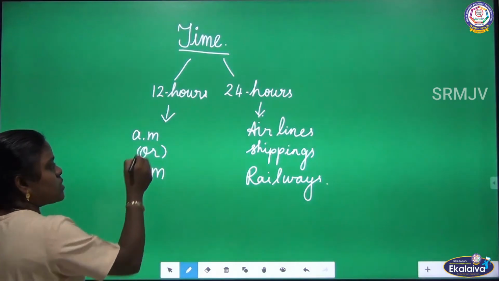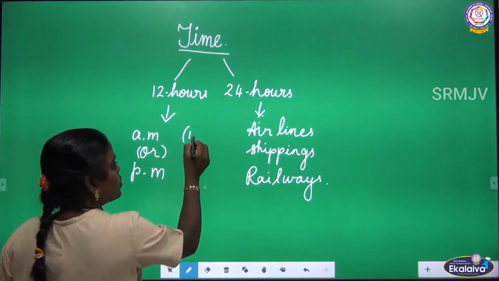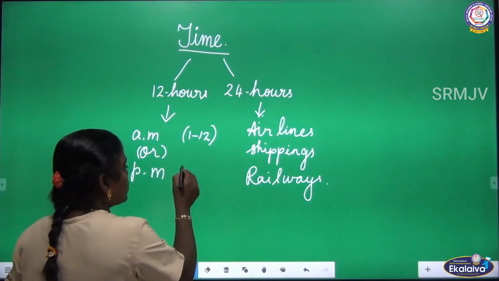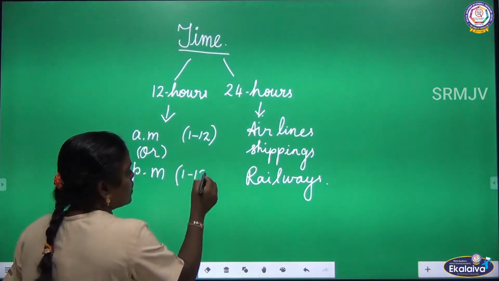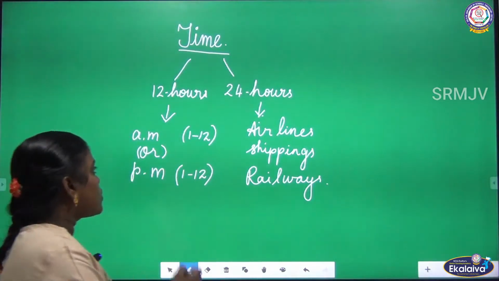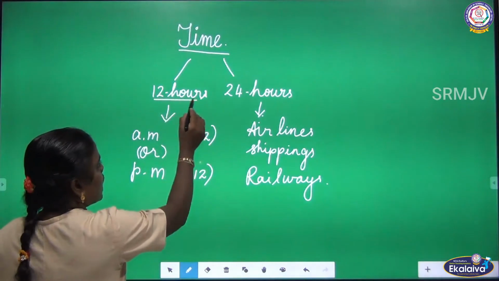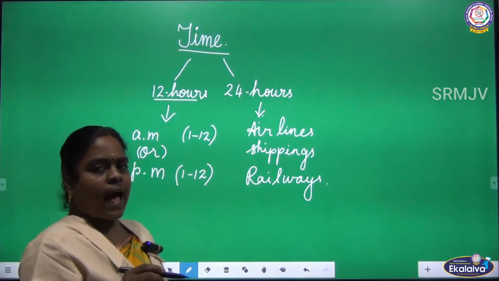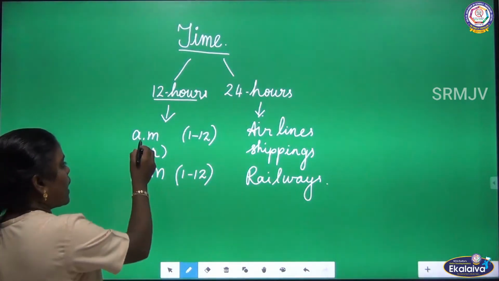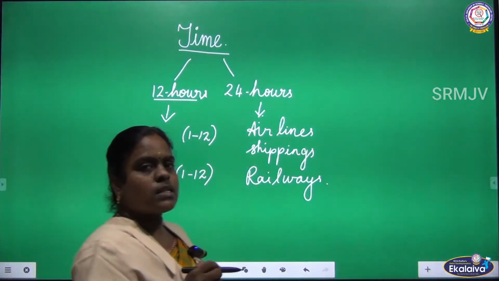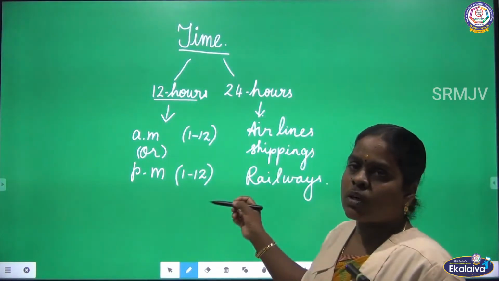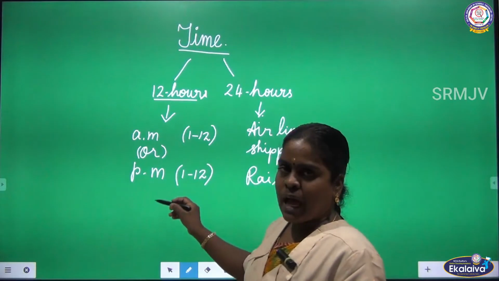So AM means we know that from 1 to 12 we have to add AM, and from afternoon 1 till midnight we have to use the term PM. So whenever we are using 12 hours clock time, we must add AM and PM. If you forget to write AM or PM, the result may be wrong. In 24 hours clock time, we need not write AM or PM.